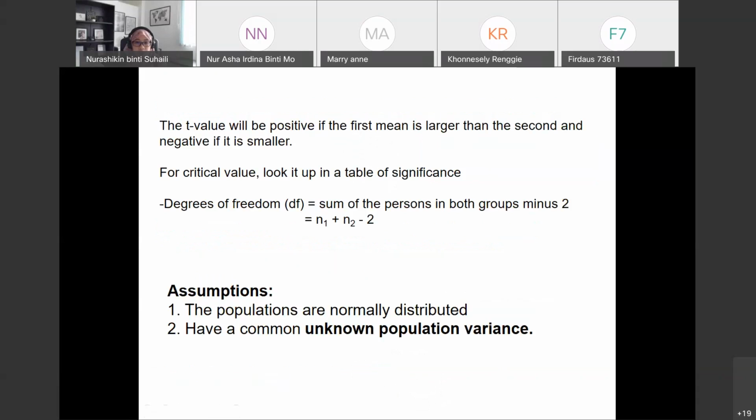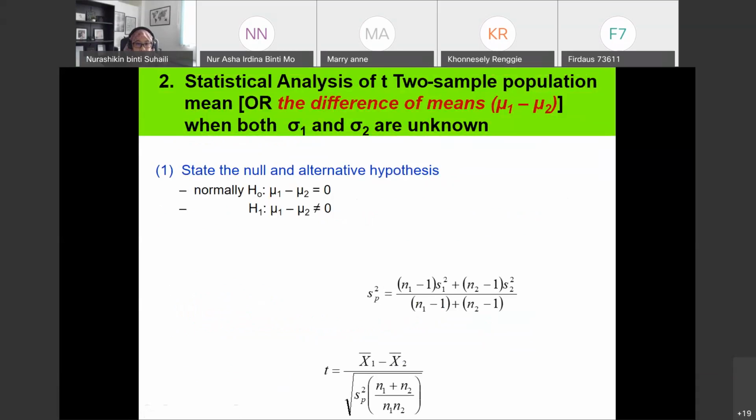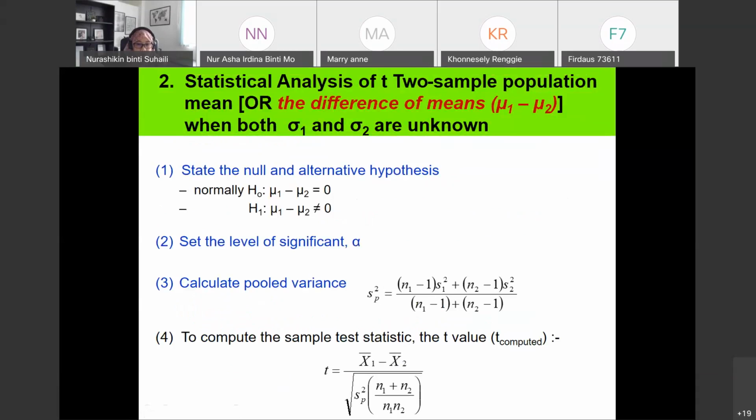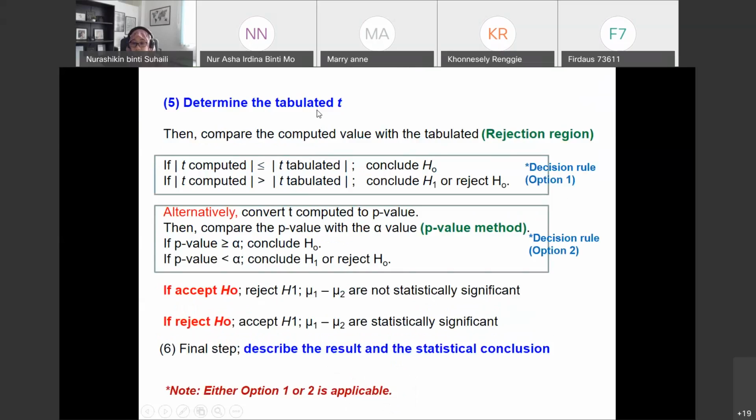What you have to find out next, just go through the steps here. We are here just now: t computed, and then you have to find the tabulated t. It's actually the same, you can see the same pattern. Now you have to find the tabulated t.